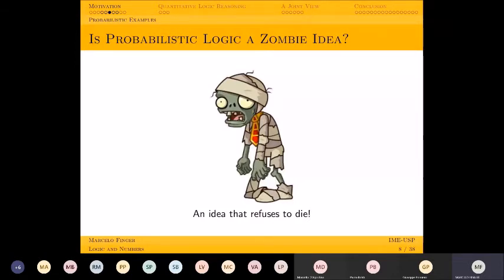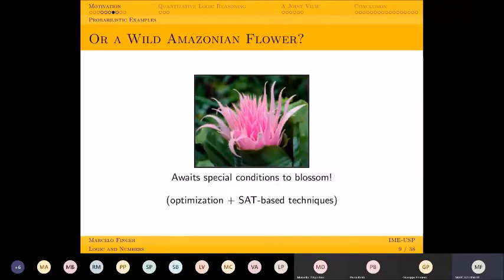But then people were studying this probabilistic logic also from the point of view of linear algebra, and linear algebra is not good for logic, and logic is not good for linear algebra, so it wasn't very efficient. So is this a zombie idea that's going to die again? My position here is quite different. We have a wildflower that awaits special conditions to blossom.